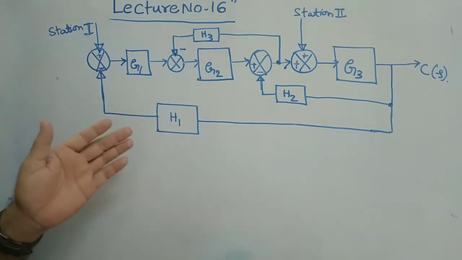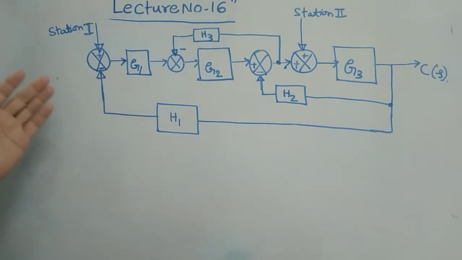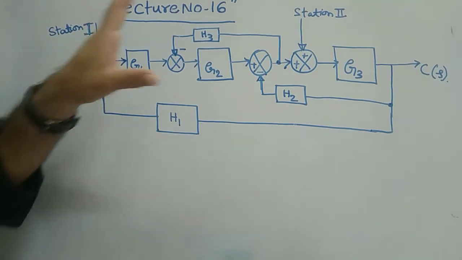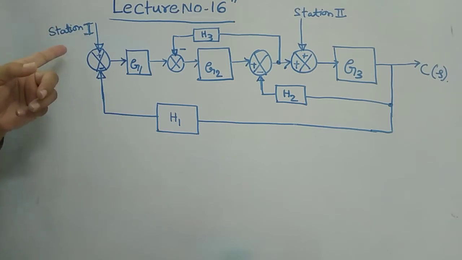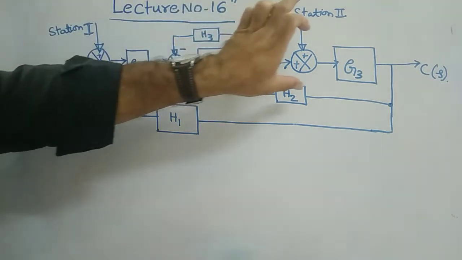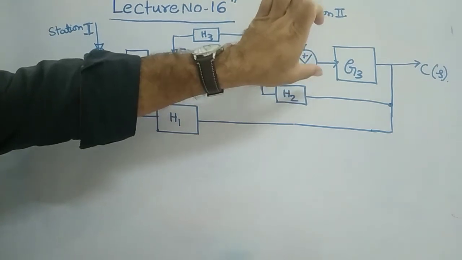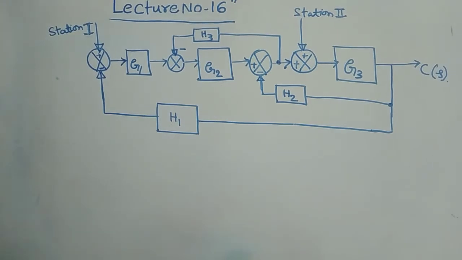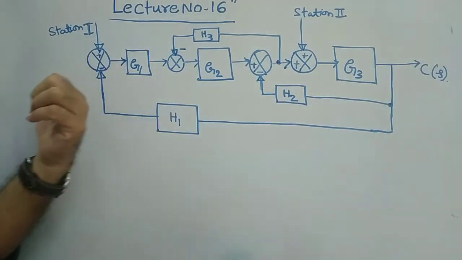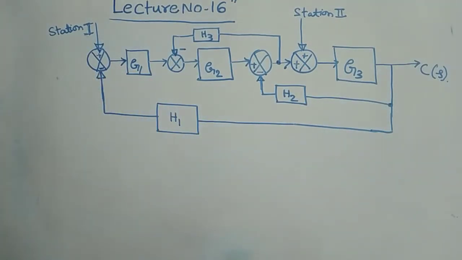In our last presentation, yesterday, for the same given problem, we assumed that the input R of S is connected at station 1. In that case, we removed station 2 by making it 0, simplified the block diagram using block diagram reduction, and obtained the ratio C of S by R of S.